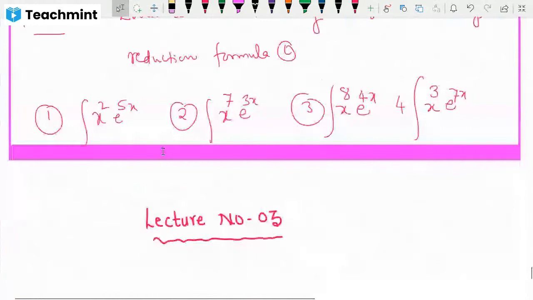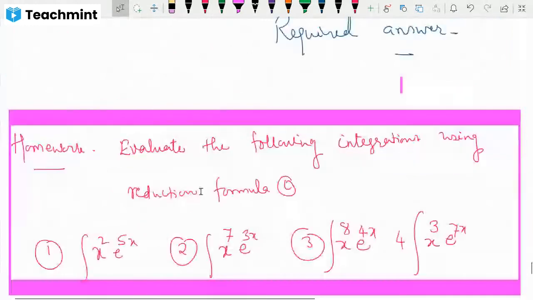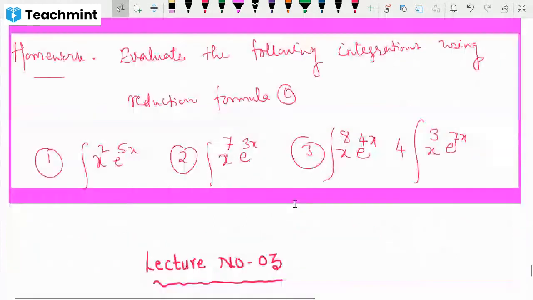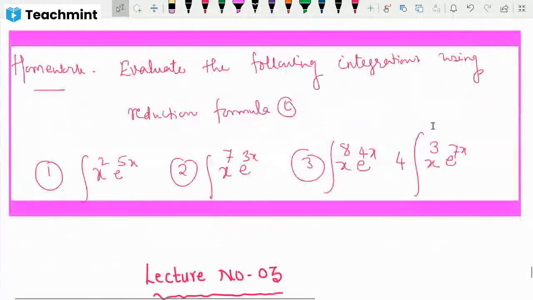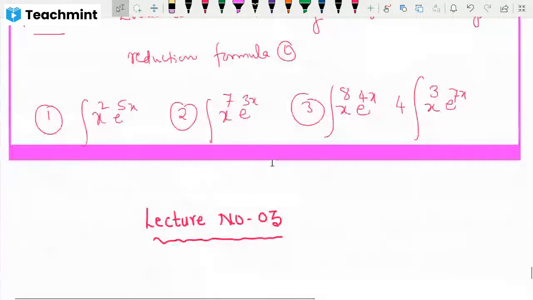And lastly, I asked you to solve some problems at home. These are simple problems. The same problems we have already solved. So I hope you all solve these problems.